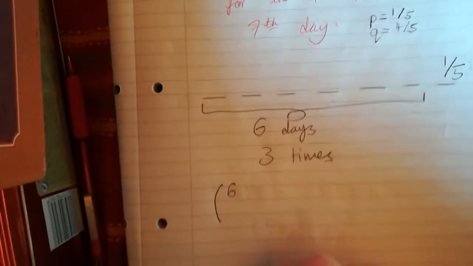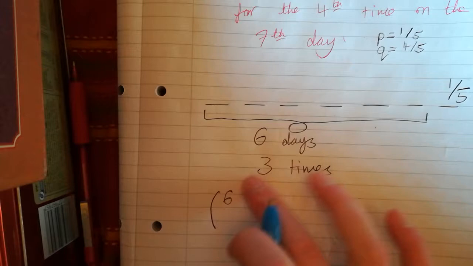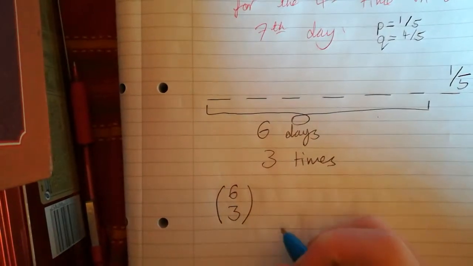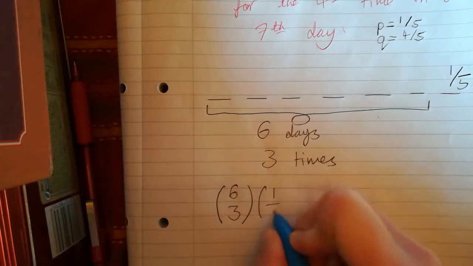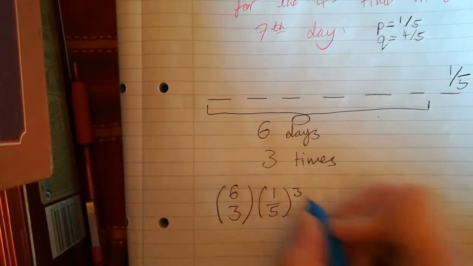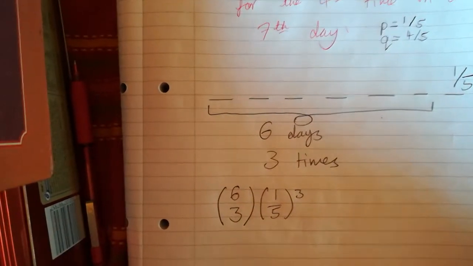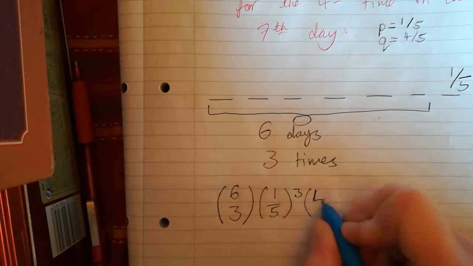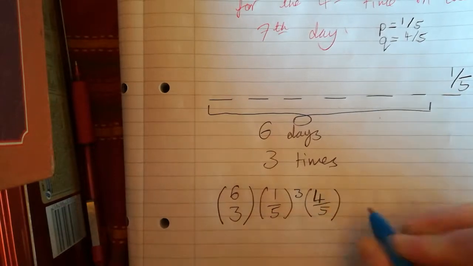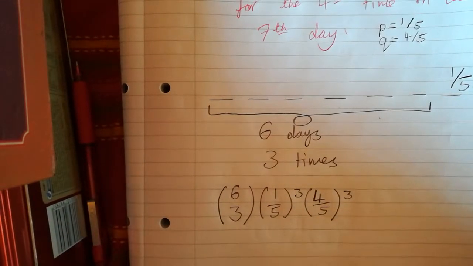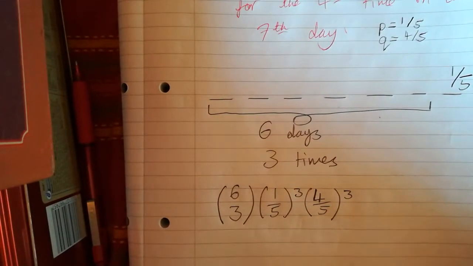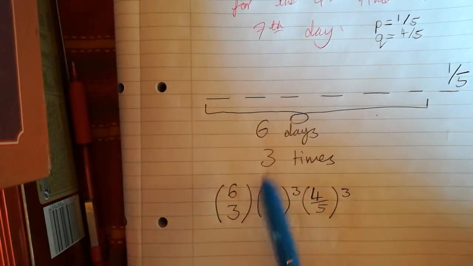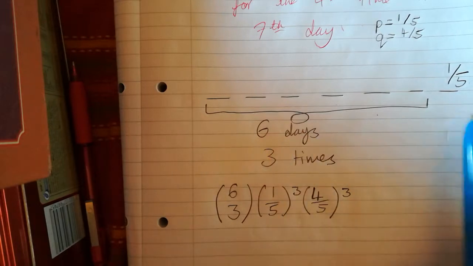And the thing that we're looking for, we want her to answer 3 times. So it's going to be 6 choose 3, multiplied by the probability that she answers, which is 1 over 5, and there's going to be 3 of them. And then the not answering is going to occupy the remaining spaces, so it's going to be 4 over 5 cubed. Because in those 6 days, she's going to answer 3 times and she's not going to answer the other 3 times. So that's the probability that she answers 3 times in 6 days.